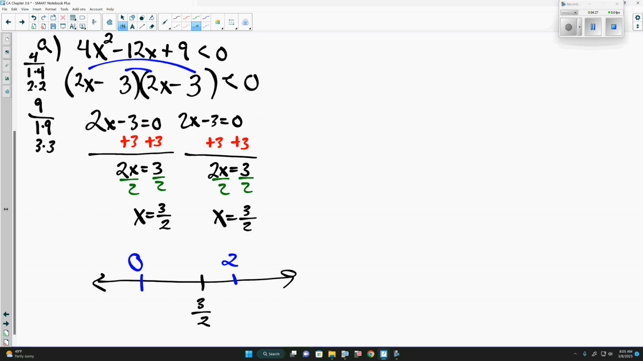So we can plug into the beginning function. We don't have to do it in the factored form. 0: 4 times 0 squared, minus 12 times 0, plus 9, less than 0. Well, 4 times 0 squared is indeed 0. Negative 12 times 0 is indeed 0. So we get 9 is less than 0. Is this a true statement? No.